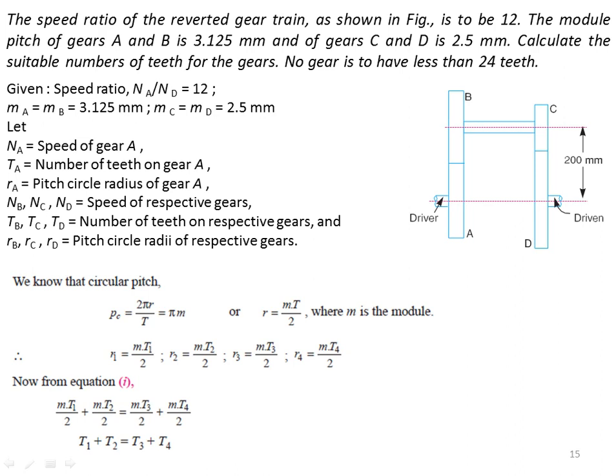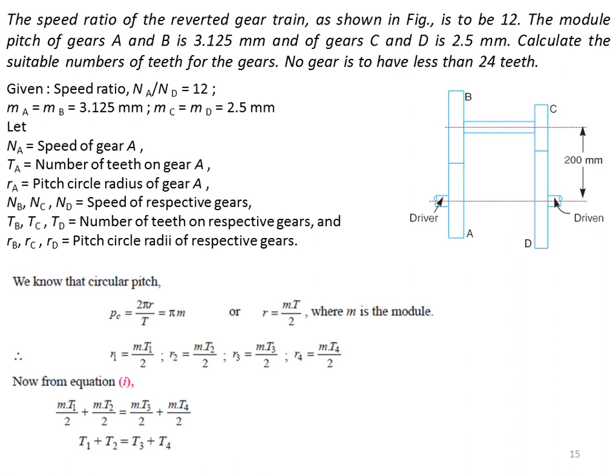So all the modules are given there, and you have to calculate the suitable number of teeth for the gears, and no gear is to have less than 24 teeth. Okay, so let us solve the problem. Even the distance is also given there. So from the driver A to B, then again C to D, the distance between them is also given as 200 mm in the question. Okay, and so MA and MB, MC and MD as given.